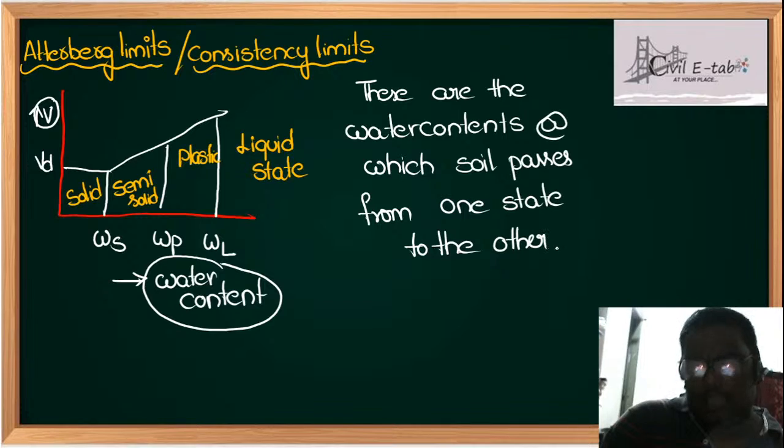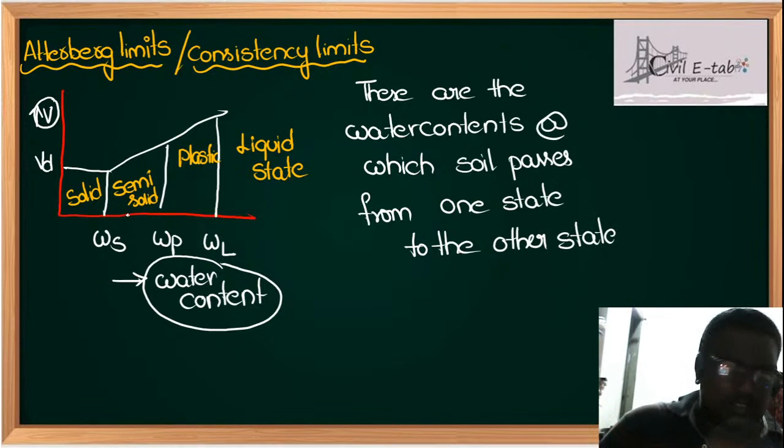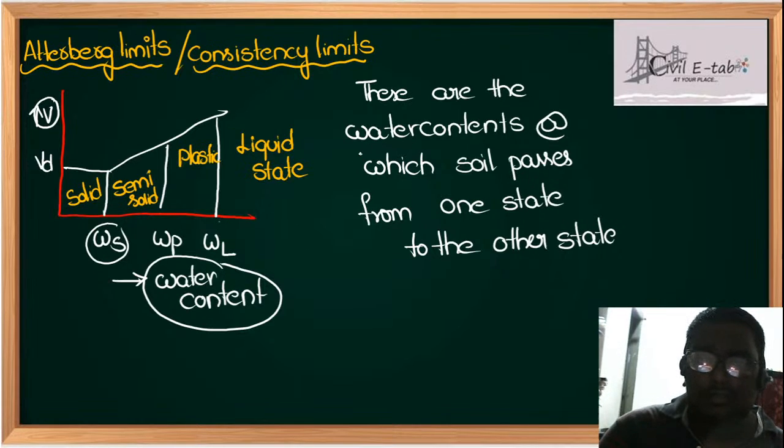You see, they are like boundary limits to pass from one state to the other state. If you cross WS, that is the shrinkage limit, it will enter into semi-solid. If you cross the plastic limit, it will enter into plastic. First of all, what are these? Liquid limit, plastic limit, all these are water contents at which soil passes from one state to the other state.